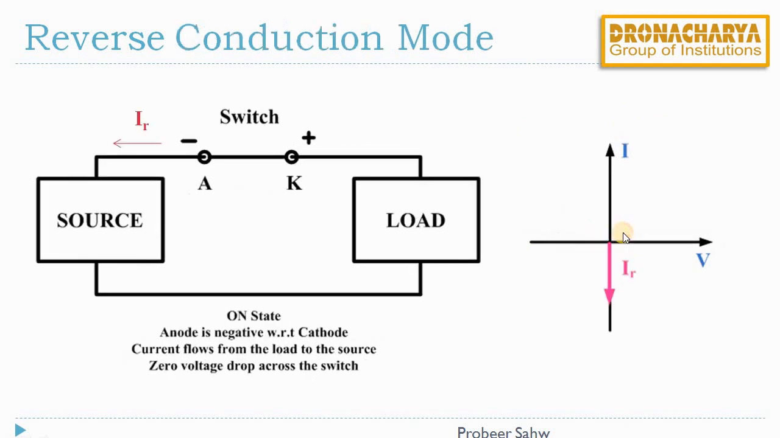The last mode is reverse conduction mode. In this case also, the load is at higher potential than the source, so the cathode is at higher potential than the anode. But the switch is closed, hence current will flow. But this time the current will flow from the load to the source. And again, since the switch is closed, there will be no voltage drop across this switch. And we can see the VI characteristics on the right. There is a reverse current flowing through the switch.